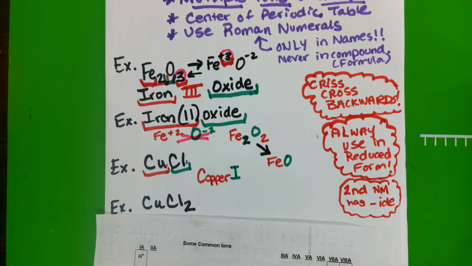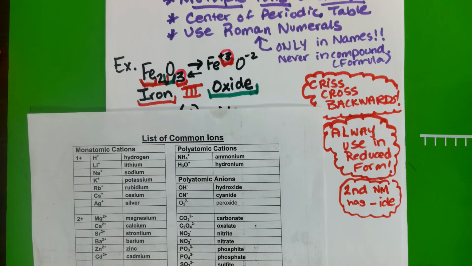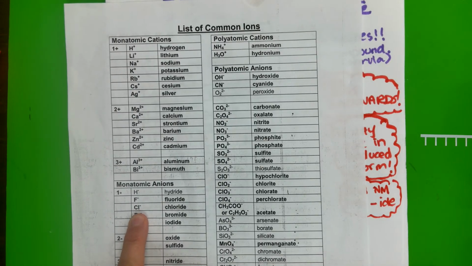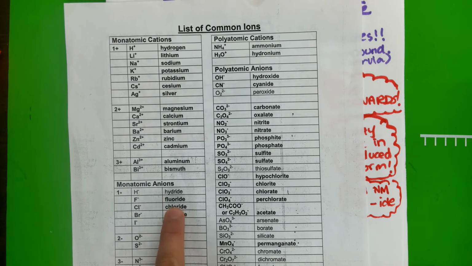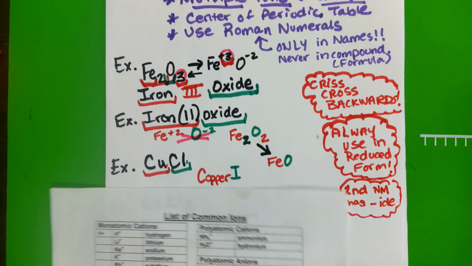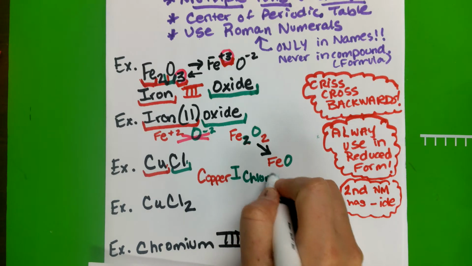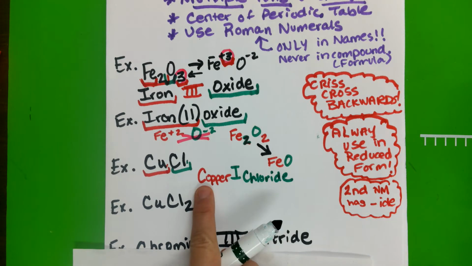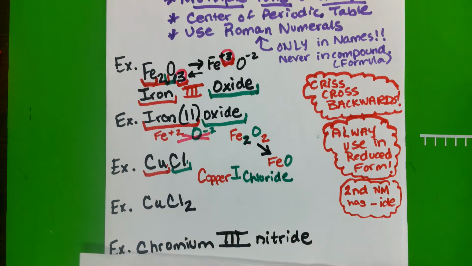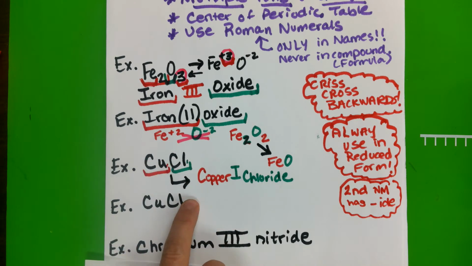And then it would be, instead of chlorine, Cl, we're going to write it chloride. And the good thing is I give you the list so you can know how to spell it. So it will be chloride. So it's copper 1 chloride. So that's your answer for this one. Why? Because copper had the positive 1. Remember how it had to crisscross?